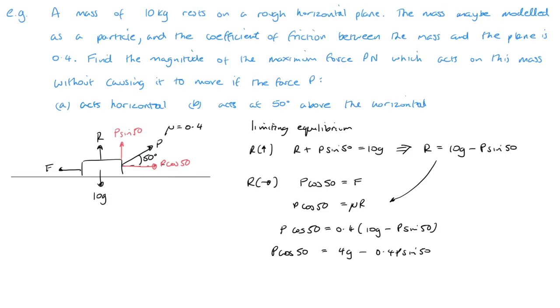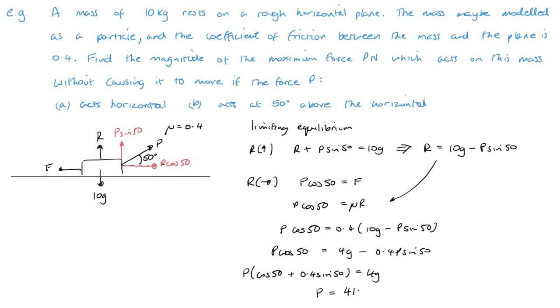Take to the other side and then factorize out the P. So cos 50 plus 0.4 sine 50 equals 4G. So therefore P is 4G divided by cos 50 plus the 0.4 sine 50. And that gives me that P is 41.3 newtons to 3 significant figures there.